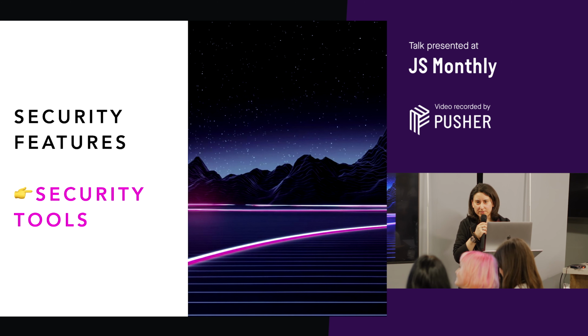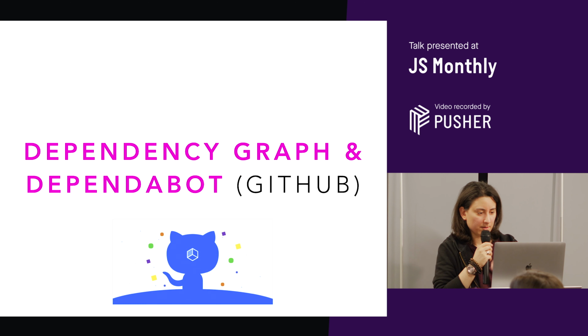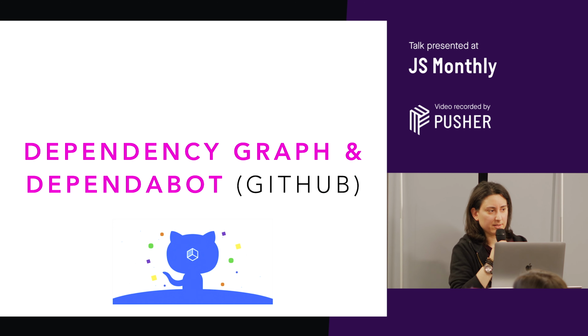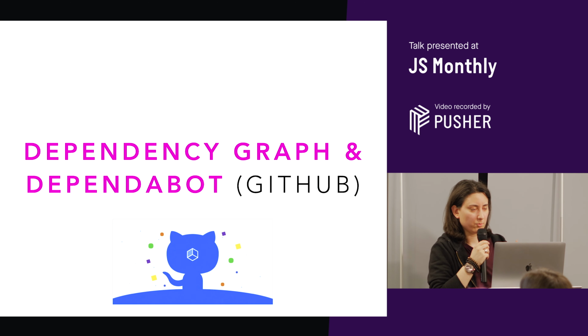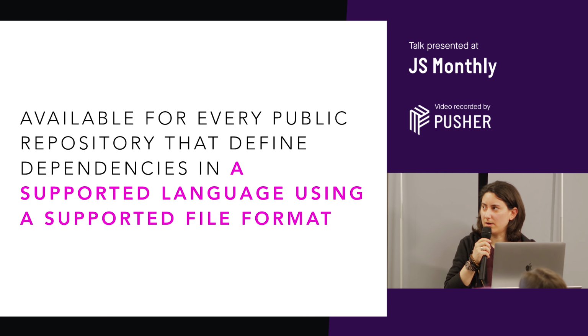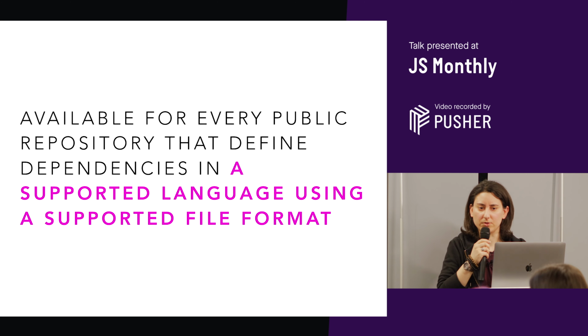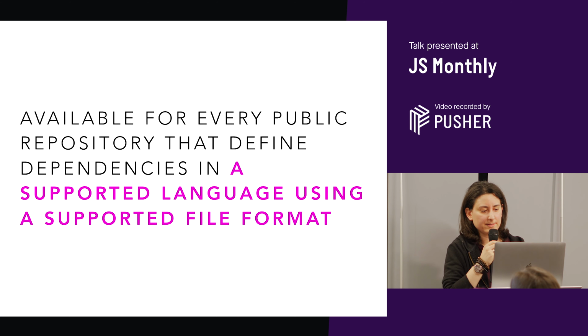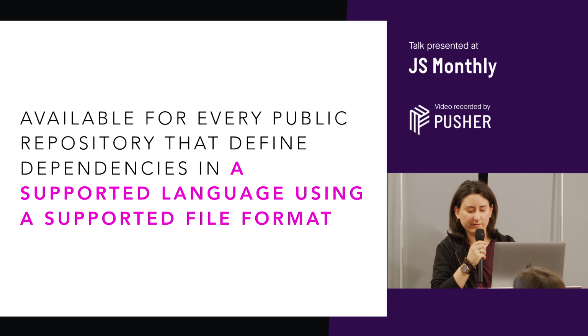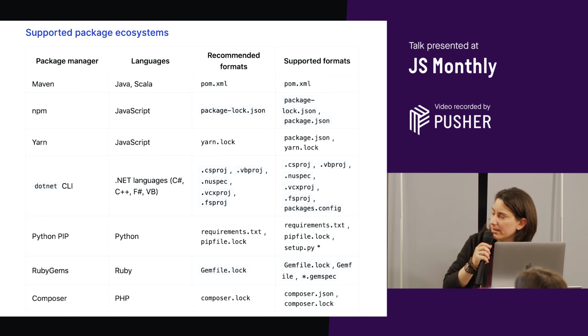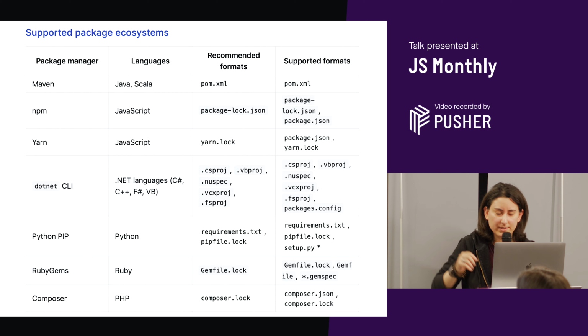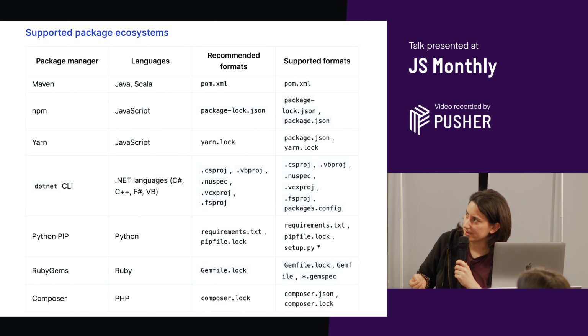Let's go to the security tools now, because I've presented you the security features with the CSP and the SRI. So who here is familiar with the dependency graph and Dependabot on GitHub? Which, by the way, there's free tools for that. So the dependency graph is available on every public repository by default. You have to activate it for your private repository. And they will define dependencies in a supported language using a supported file format. So this is the latest, because they've actually added some languages and some formats. But you can see it covers a lot of languages.